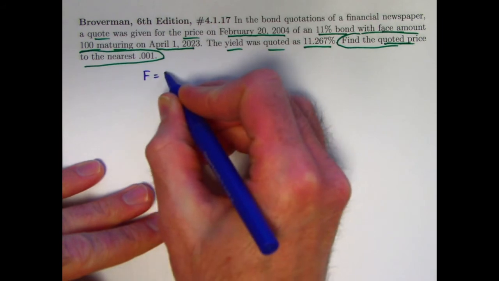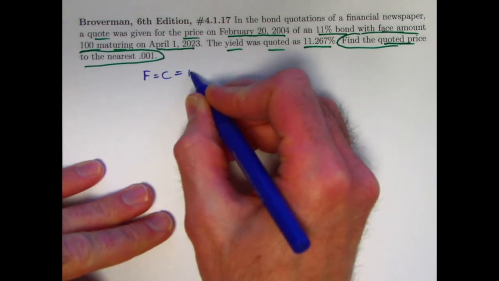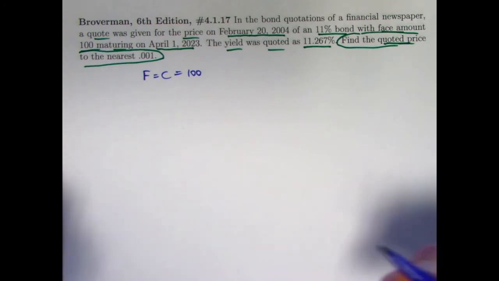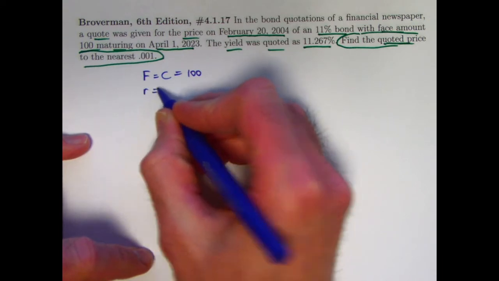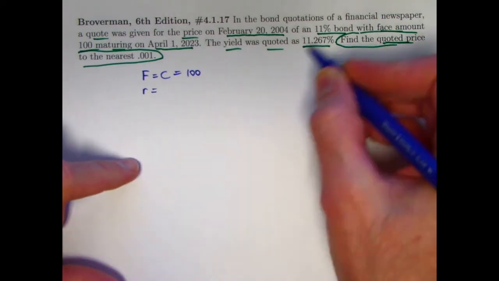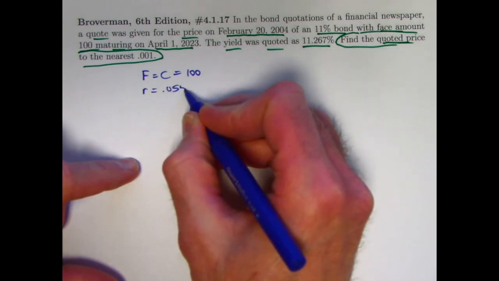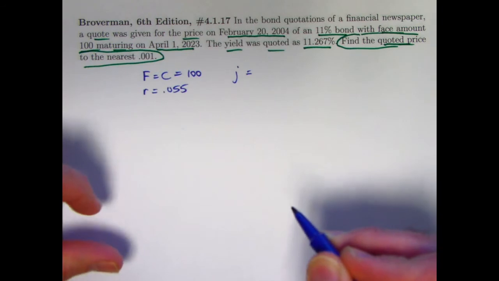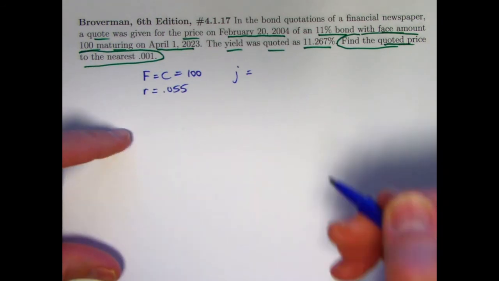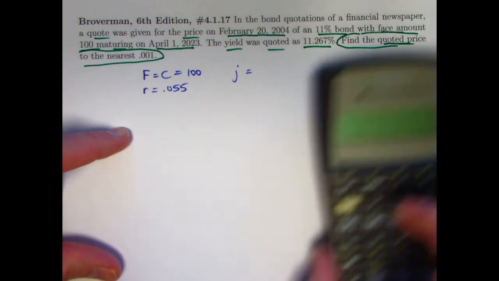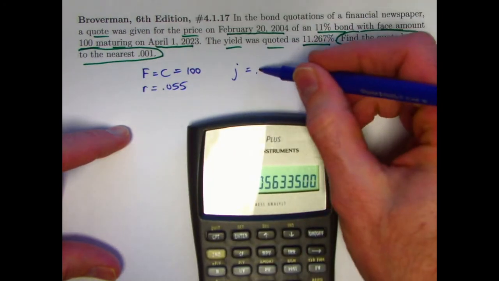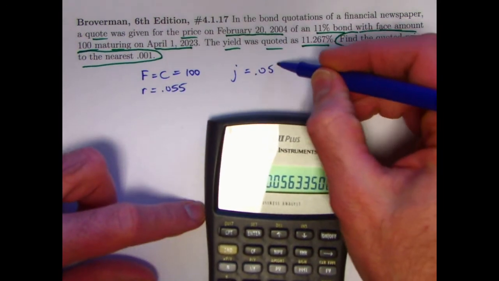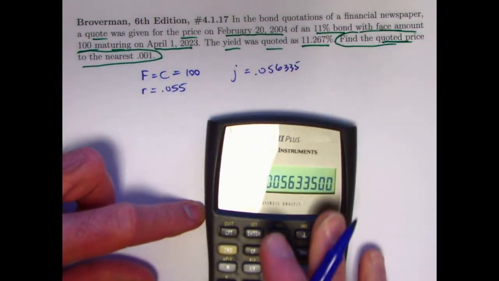It's got a face amount, which equals the redemption value, which is 100. It's maturing at par. This is the par value. And what else do we know? We know the effective semi-annual coupon rate, R, is going to be half of 11%, 0.055. We know the effective semi-annual yield rate, which I'm going to call J, as Broverman does, to be half of 11.267%. 0.11267 divided by 2. J is 0.056335. That's going to be J.